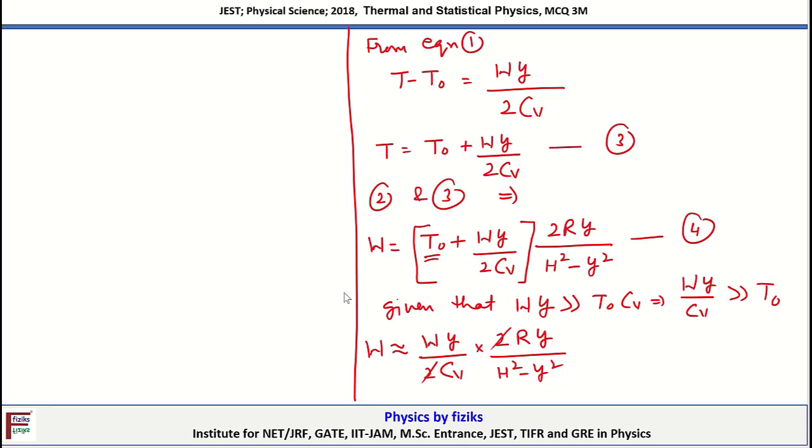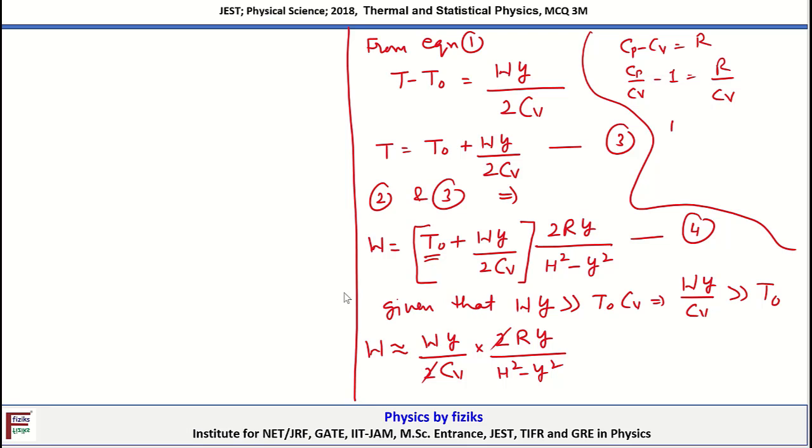So 2 will cancel with 2, and further here we are going to make use of the result that Cp minus Cv is equal to R for 1 mole of a gas. If you divide both sides by Cv, Cp by Cv minus 1 is equal to R upon Cv. So R upon Cv comes out to be equal to gamma minus 1. We will make use of this result here. So we have R by Cv here, and W will cancel with each other.